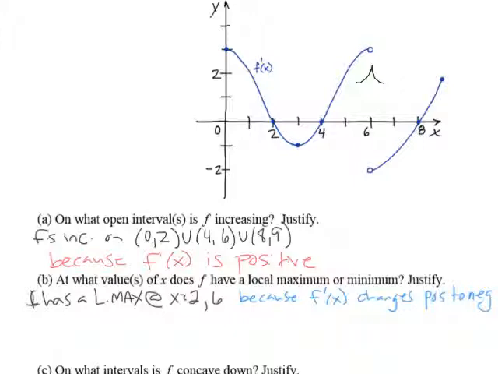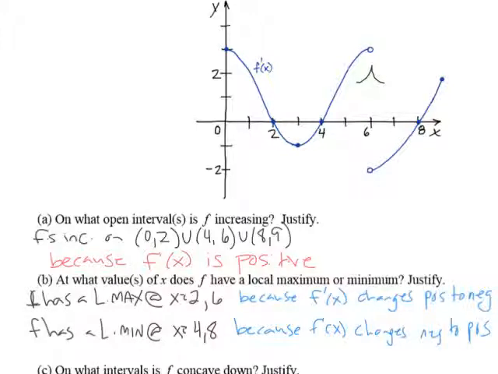Now the local minimum. For the local minimum, we have a local min at 4, because the first derivative changes from negative to positive, as well as one at 8, because we have another change of the derivative from negative to positive. Part C wants us to find where the function is concave down, so go ahead and do that. Pause the video and I'll write in the answer.